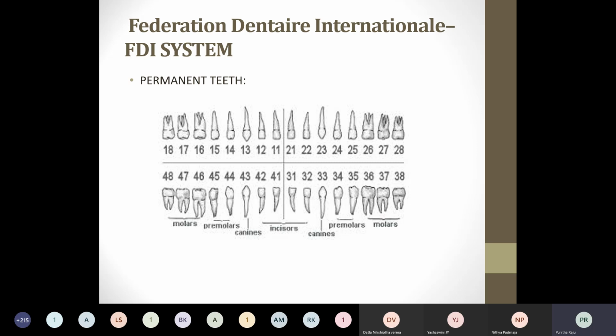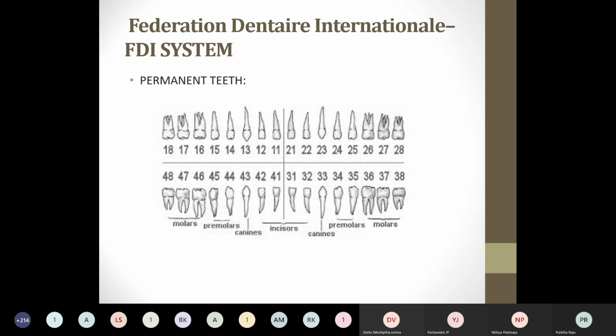And you add 1, 2, 3, 4, 5, 6, 7, 8 just next to the number. If it is 1-1, it is the left upper central incisor. 1-2 is the upper lateral incisor. 1-3 is the upper canine. You should not read it as eleven, twelve, thirteen, fourteen. It is 1-1, 1-2, 1-3, 1-4, 1-5, 1-6. That is for the upper one. And on the other side you have 2-1, 2-2, 2-3, 2-4, 2-5. So this is the way it is done in the FDI method.